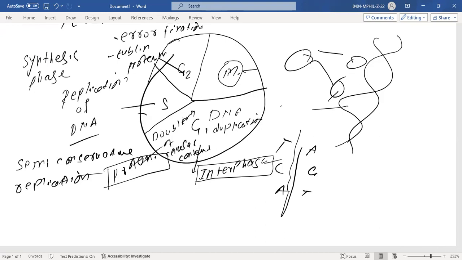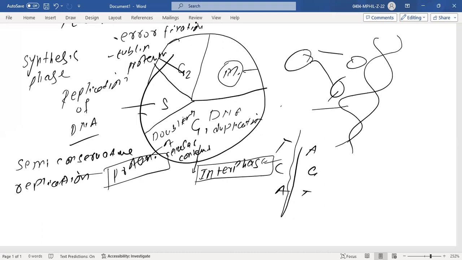Now, this was the overall idea about what types of changes occur in the cell cycle. The first is the G1 phase, where you would have the DNA duplication, or all the content will be doubled. Then you have the synthesis phase. In the synthesis phase, there will be the replication of DNA. This is the more important event here. Then you have the G2 phase.